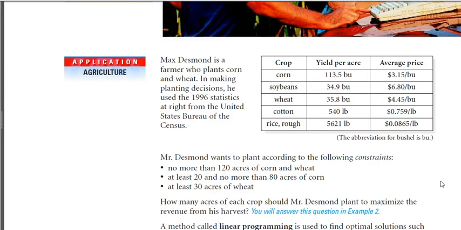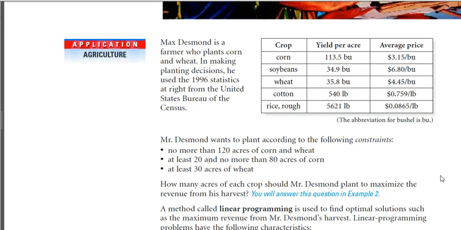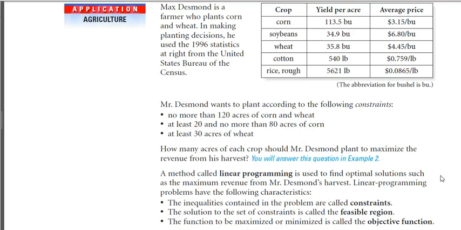So what we want to know is, he wants to make as much money as he can. So how many acres of each should he plant? This is called linear programming. The inequalities are the constraints, the solution is called the feasible region, and the function is the objective function. Now, this is where it gets interesting. We're going to go to the graph here, and we're going to start writing some of this stuff down.